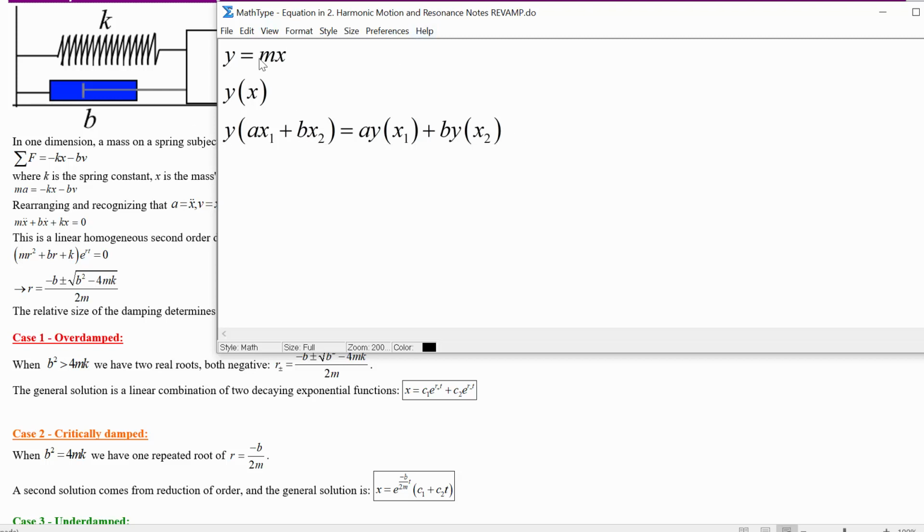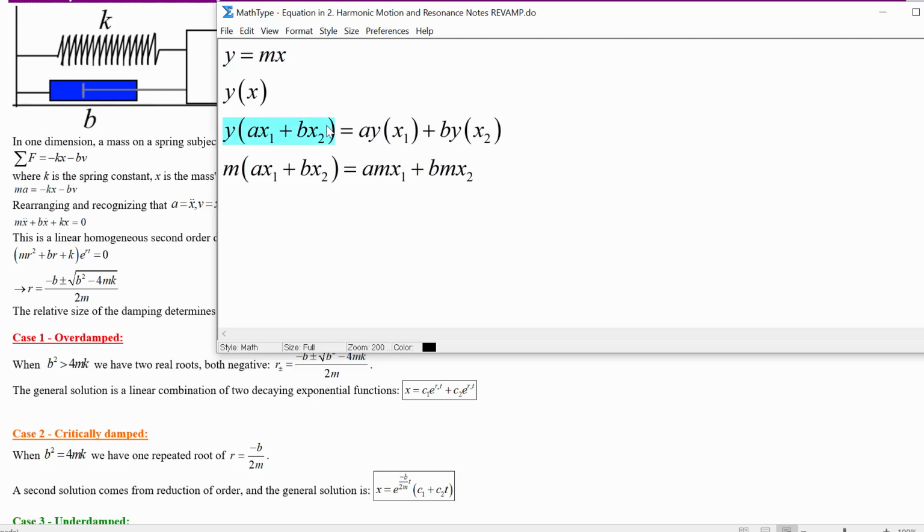This is not so hard to prove for a simple function like this that's just multiplied. You can try it out yourself. Let's see. Y at this thing would be equal to m times a x1 plus b x2, which is equal to, after distributing the m through this, a times m x1 plus b times m x2, and well, we're done. This is proven that this function is a linear function.